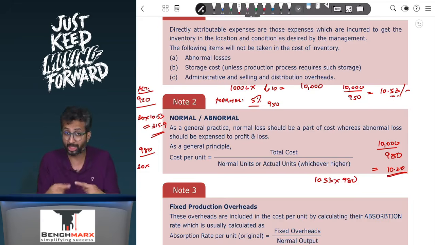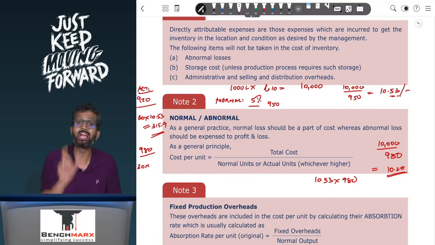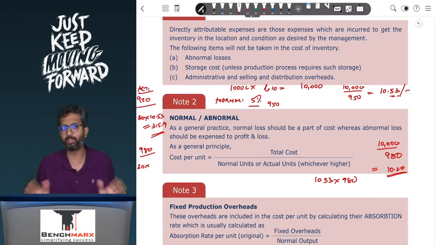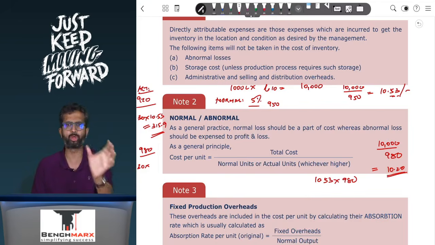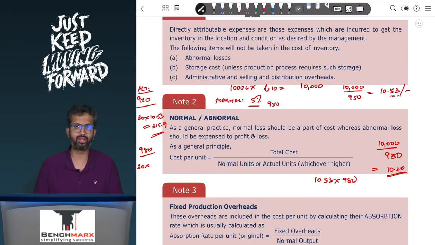But an abnormal gain cannot go to the P&L, and hence you will revise the cost per unit, taking 10,000 divided by 980, that is actual, and hence 10.2 will be the cost per unit. Long story short, you will take total cost divided by normal or actual, whichever is higher, for the purpose of cost per unit calculation. Okay, so that is note 2.